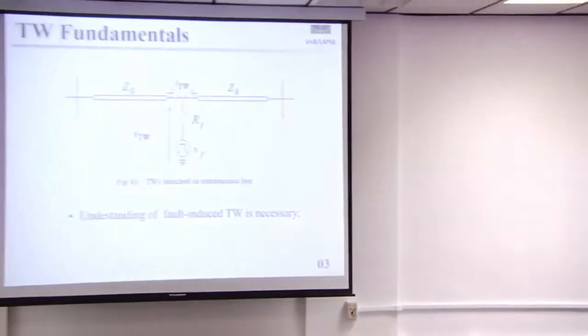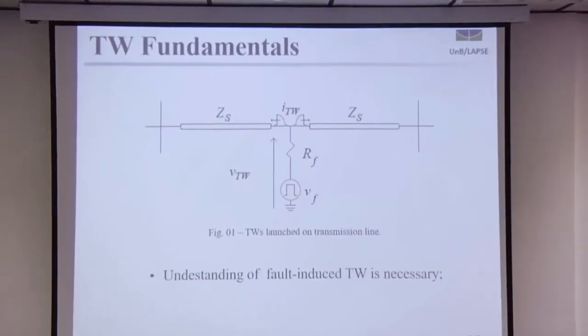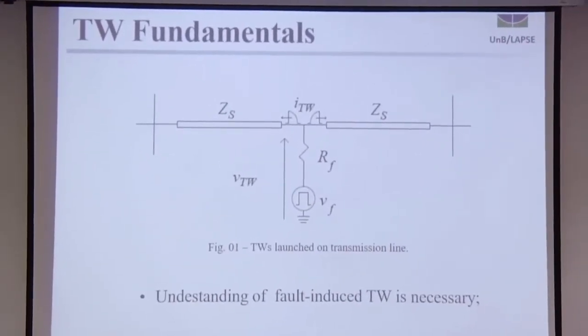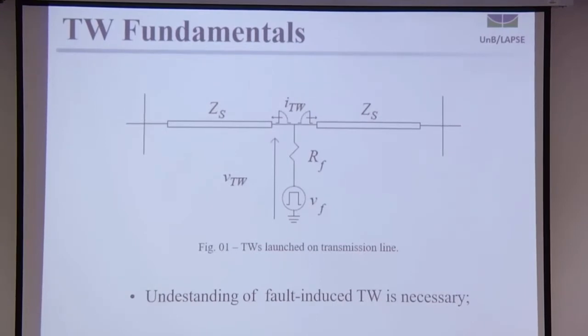Well, as said, the DS filter is used in TW-based applications, so the understanding of the TW phenomenon is necessary. In this paper, figure 1 was used to present the faulted circuit used to explain this phenomenon, where VF is the voltage step change generated at the fault inception time, RF is the fault resistance, ZS is the line surge impedance, and VTW and ITW are respectively the voltage and current TW launched on the transmission line at the fault inception time.